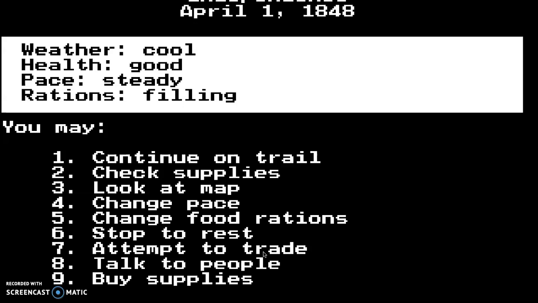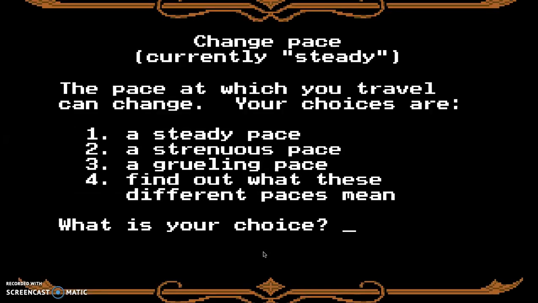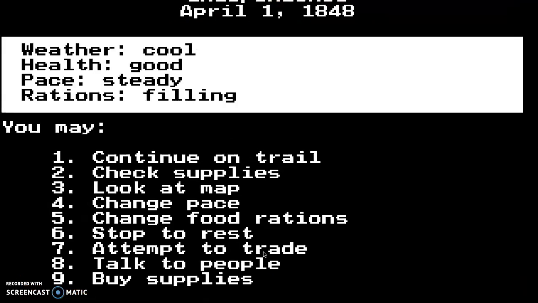Right now we're at a steady pace. If I wanted to, I could do strenuous or grueling. That makes it worse, so we're going faster. I'm going to keep a steady pace. I could go faster if I'm running out of time, especially if it's getting closer to the end of the summer.